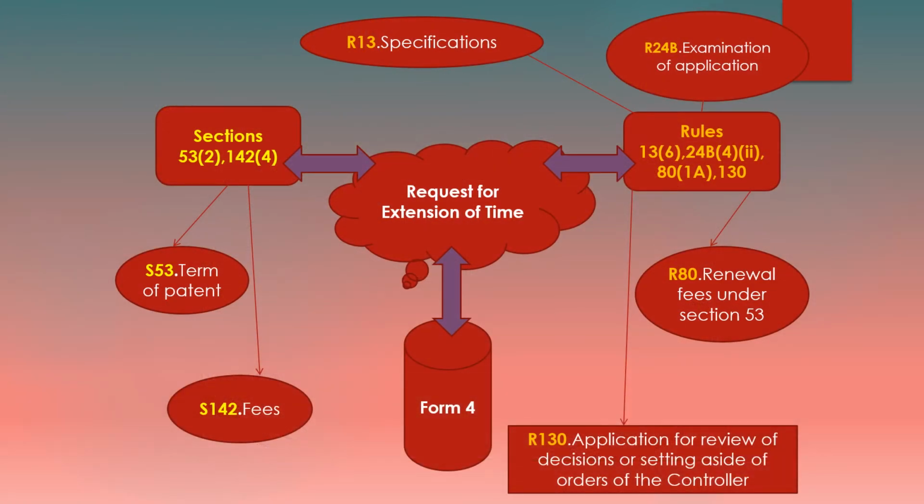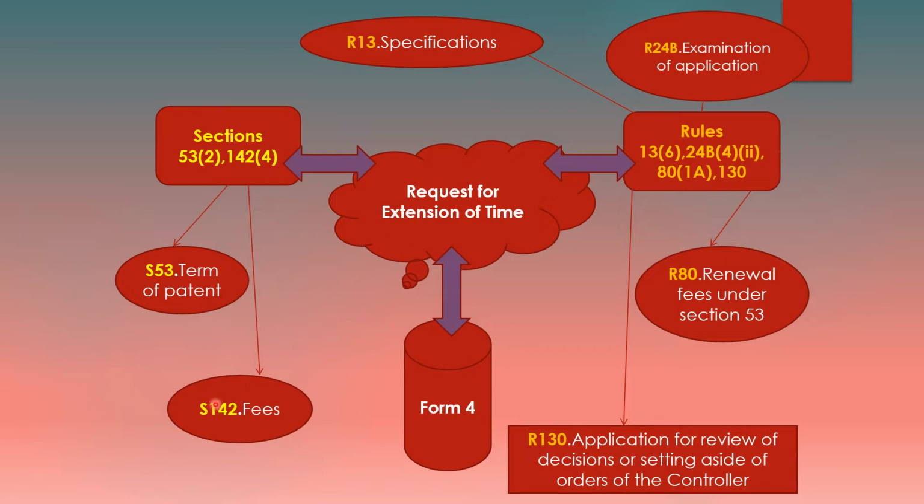Now, the same old slide to refresh our memory. Form 4, whose title is Request for Extension of Time, and the related sections are Section 53 and Section 142. The related rules are Rule 13, Rule 24B, Rule 80 and Rule 130.